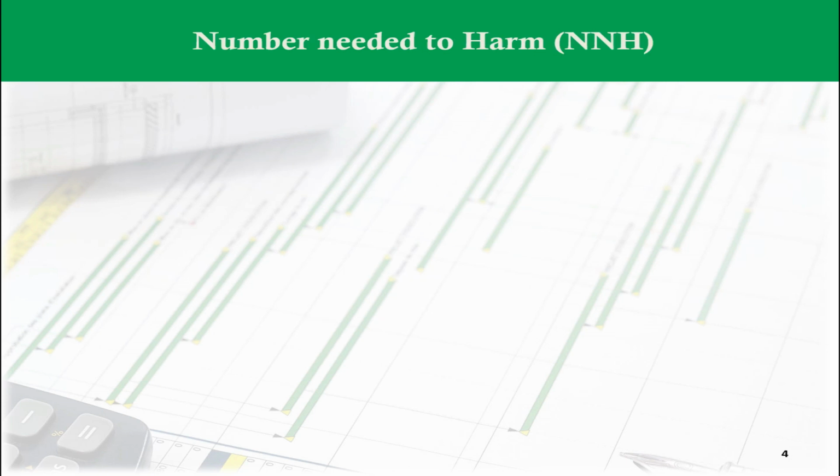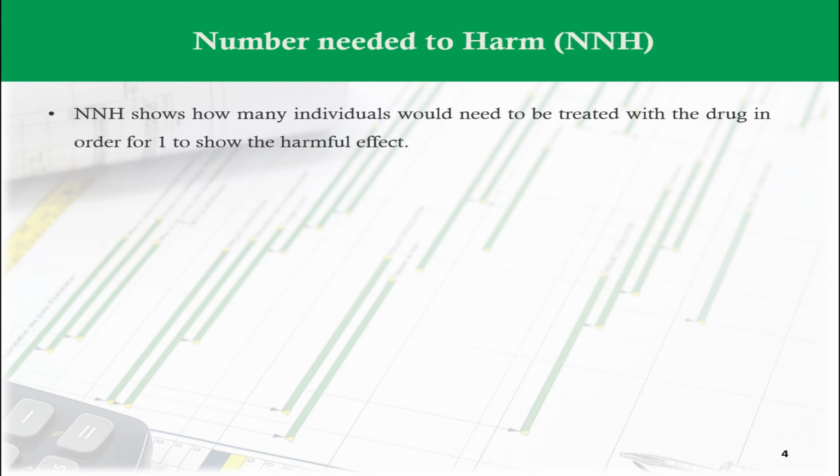Number needed to harm, the NNH. The NNH shows how many individuals would need to be treated with the drug in order for one to show the harmful effect. NNH also refers to the average number of patients who need to be exposed to some risk factor to cause harm in an average of one person who would not have been harmed otherwise.